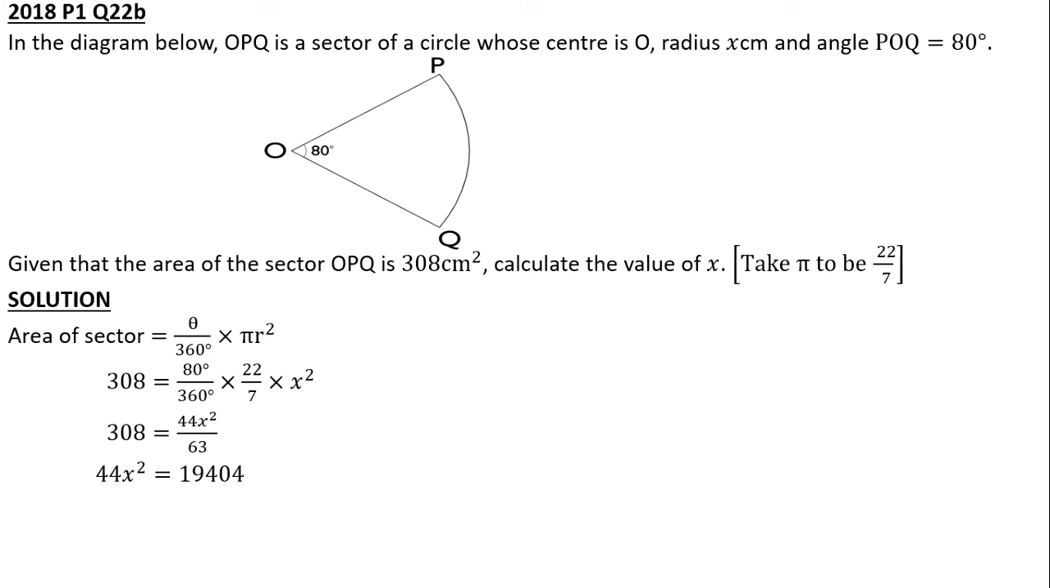If you multiply 308 times 63, you get 19,404. So 44x squared is equal to 19,404. To find the value of x squared, we will divide both sides by the coefficient 44. Our x squared will be equal to 441. To find the value of x, we will introduce the square root on both sides. Our x is equal to 21 centimeters. Therefore, the radius was 21 centimeters.